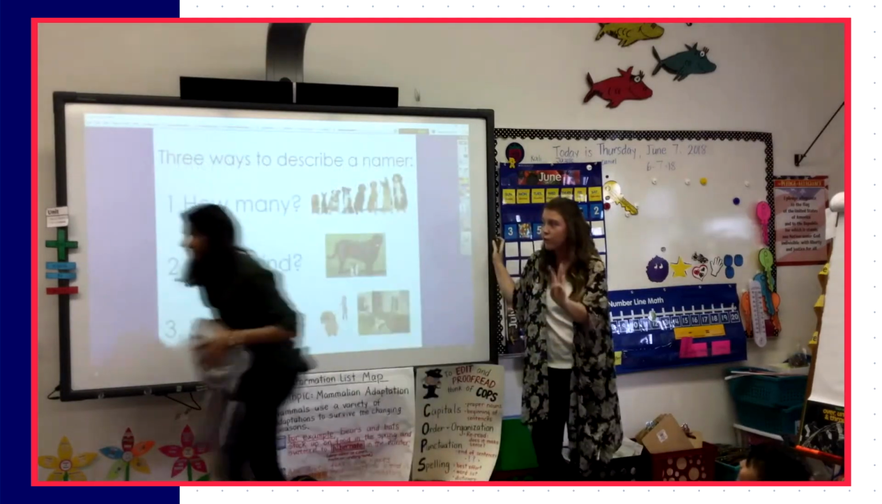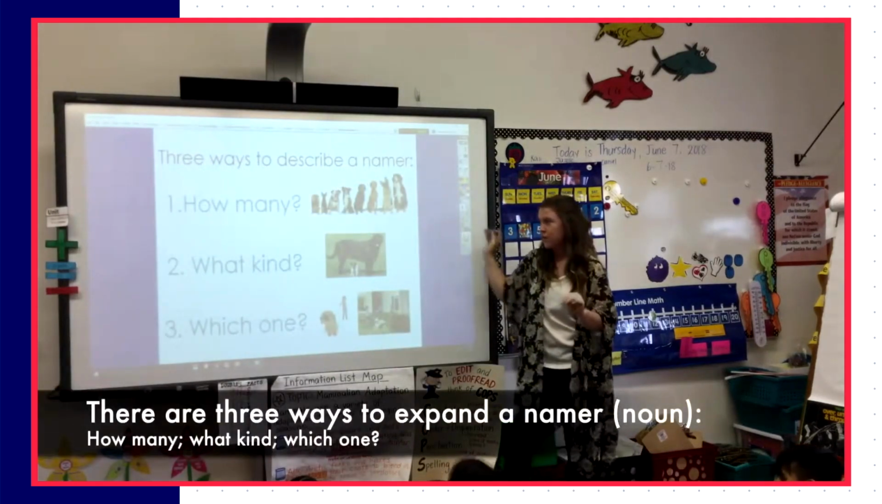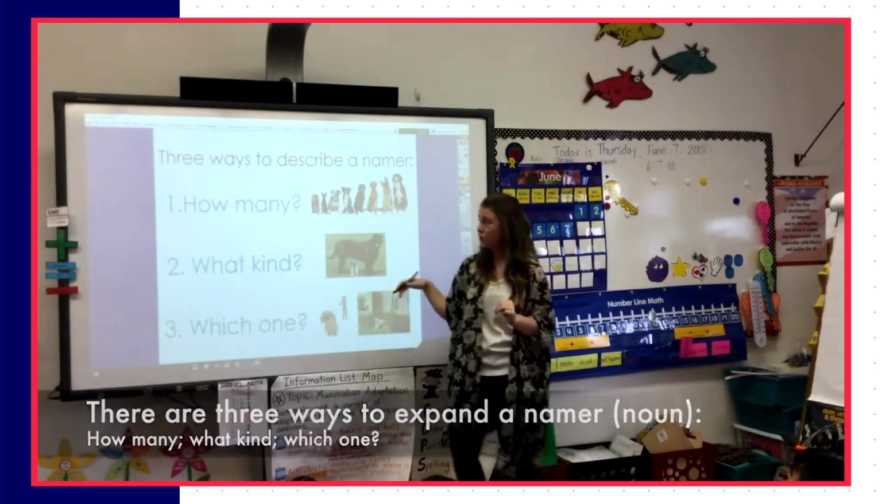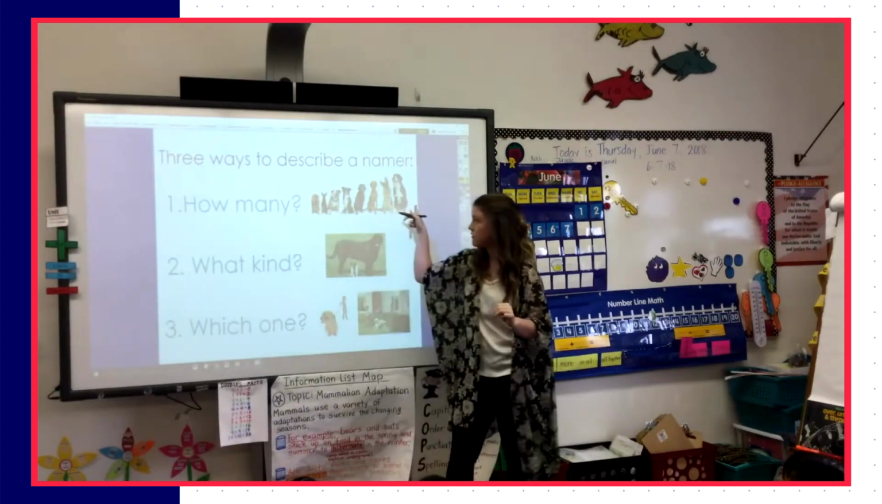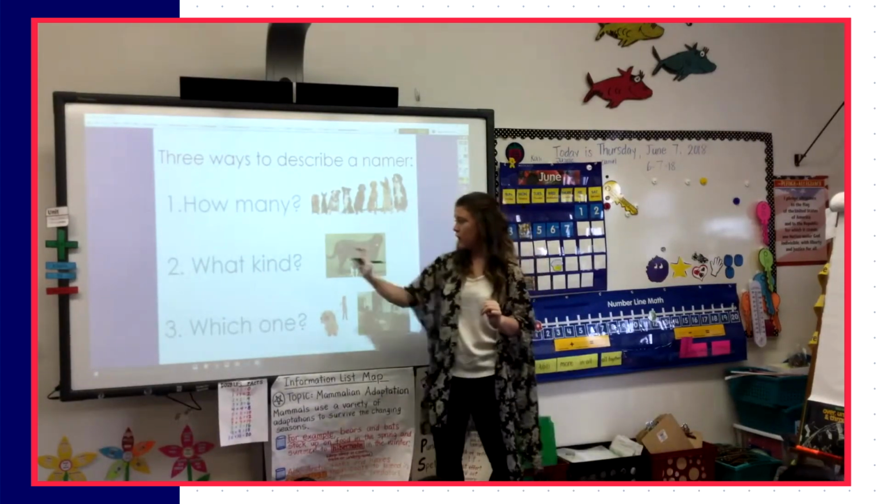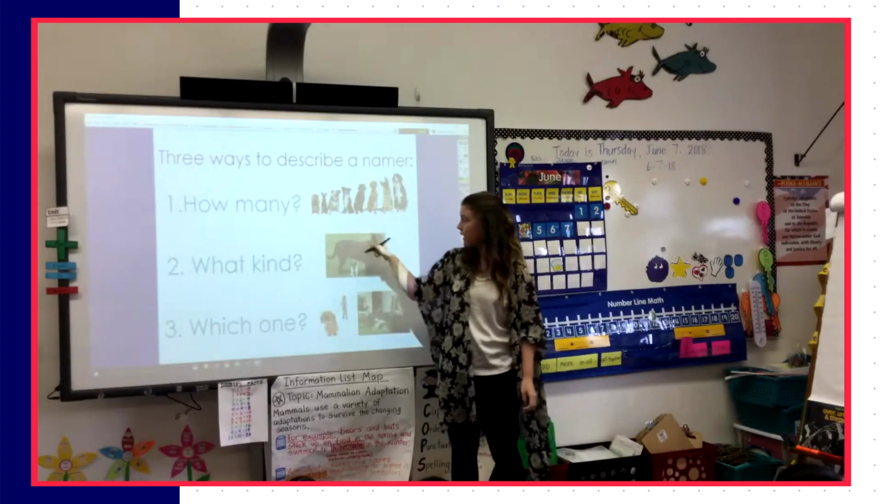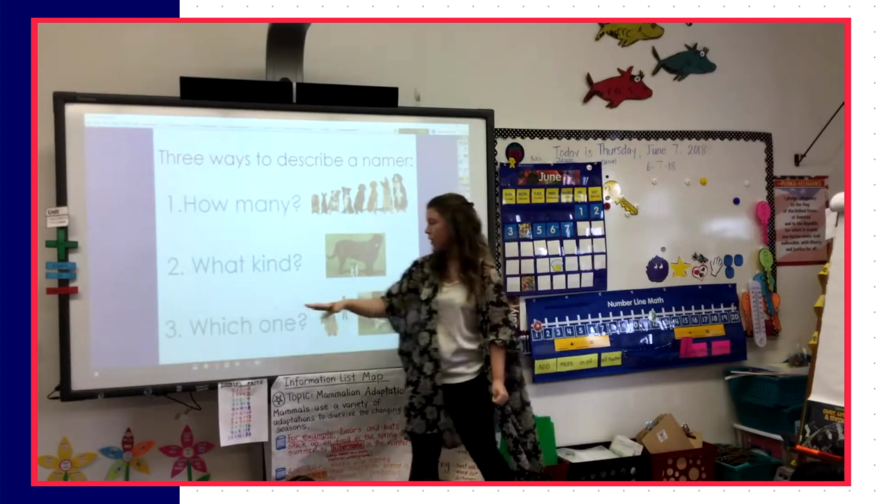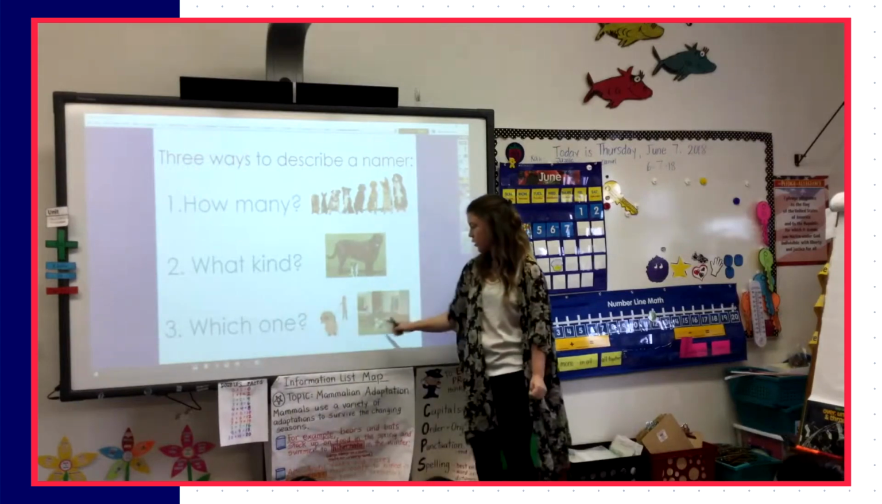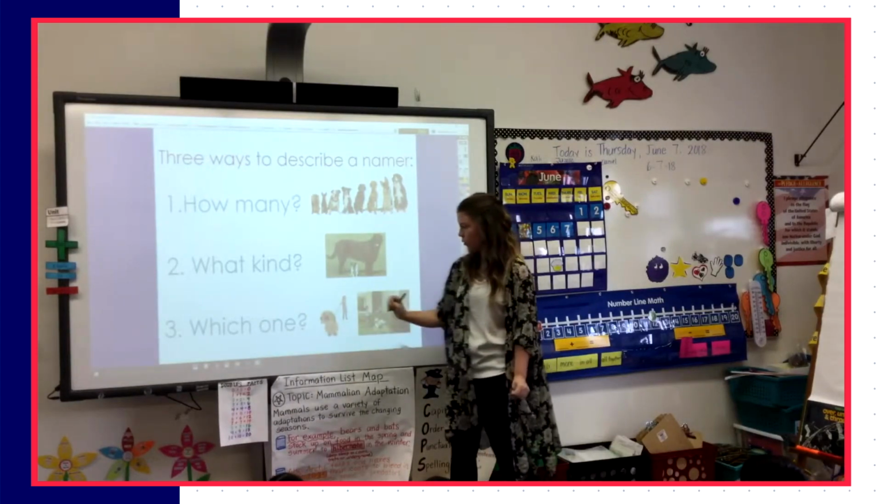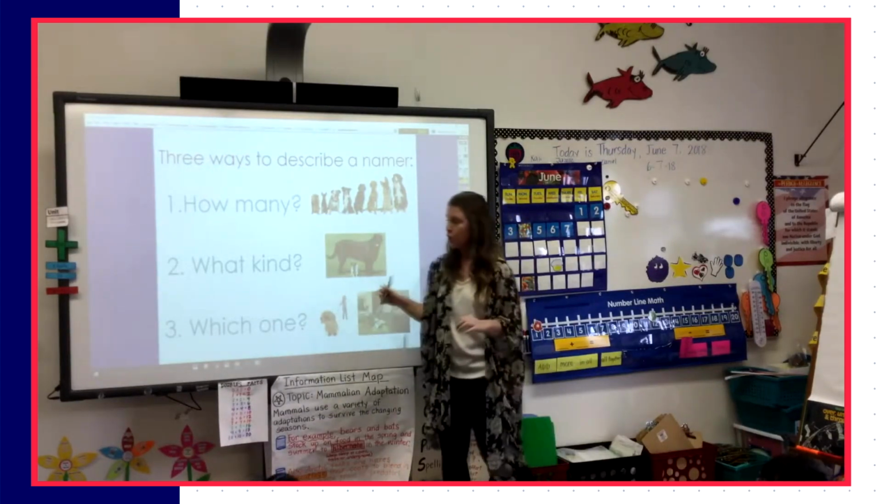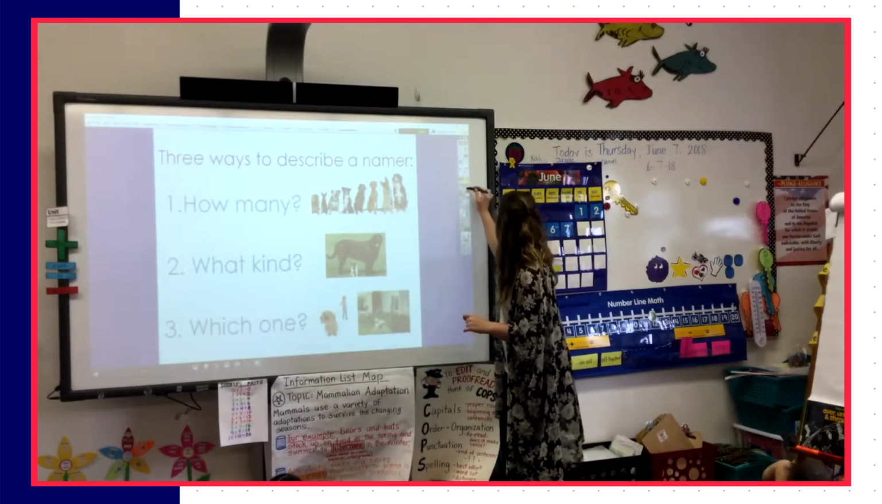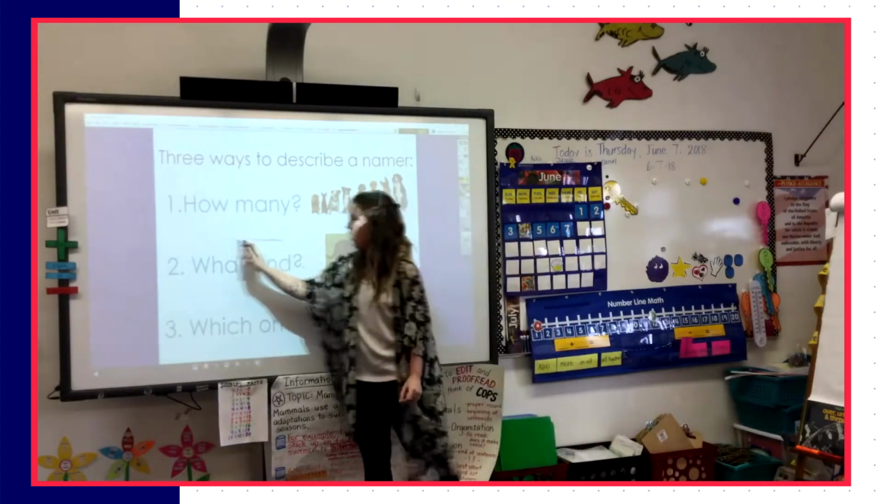You can do it in three different ways. So in this example, we use dogs. You could talk about how many dogs. You can talk about what kind of dog, so the big dog or the small dog, or you could talk about which dog. The dog laying by the tree or the dog on a leash. But today, we're only going to focus on what kind.